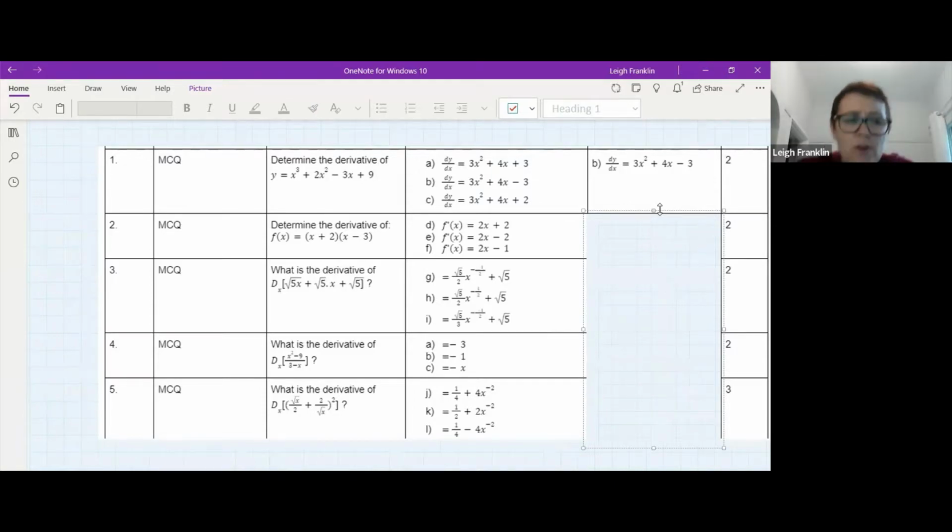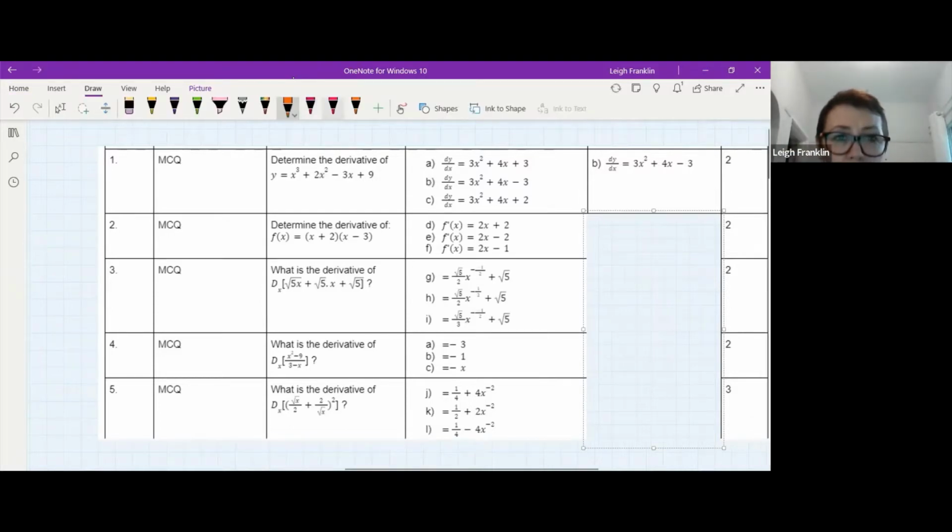All good. Okay, then as far as question 2 is concerned, that was also straightforward. What I wanted you to do here was remove the brackets using FOIL and then differentiate. So when you remove the brackets using FOIL, we would have ended up with x squared minus x minus 6, which means when we differentiated, we should have ended up with f prime as our answer. Okay, so 2x minus 1. Is everybody all right with that one?